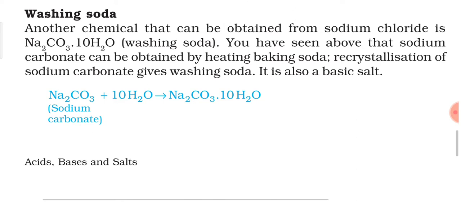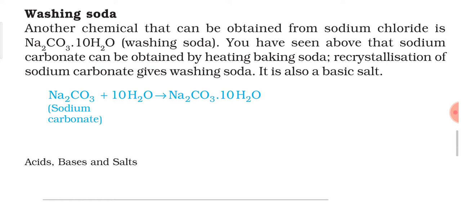So in the preparation of washing soda also, the main raw material which is used is sodium chloride. It is given that another chemical that can be obtained from sodium chloride is Na2CO3.10H2O, washing soda. So the common name is washing soda. Its chemical formula is Na2CO3.10H2O and that is why its chemical name is sodium carbonate decahydrate. As you can see from the chemical formula of washing soda, it contains water of crystallization.